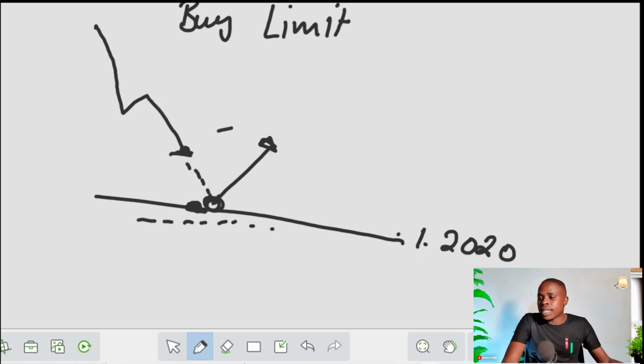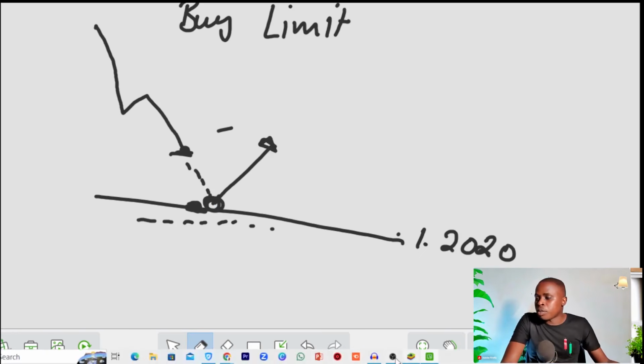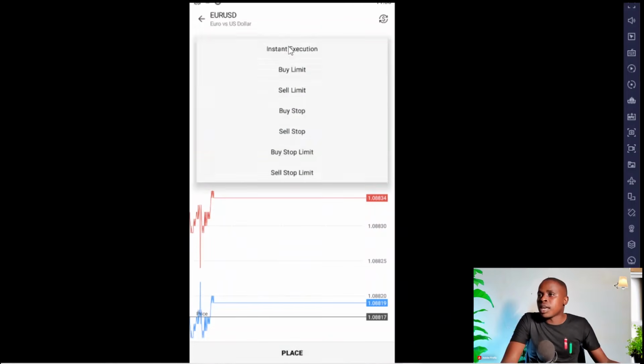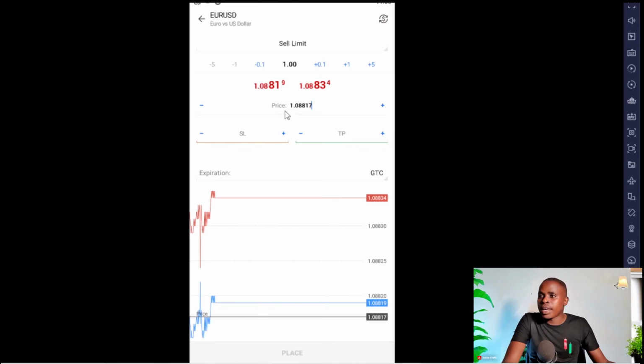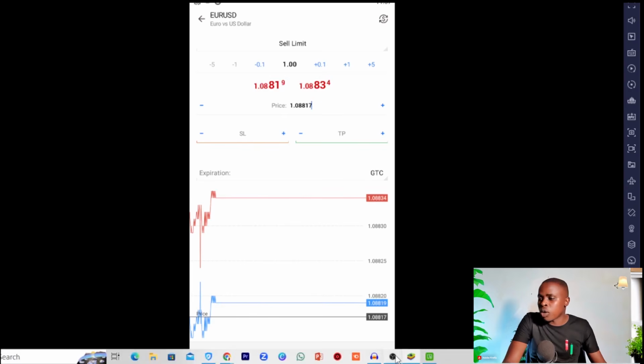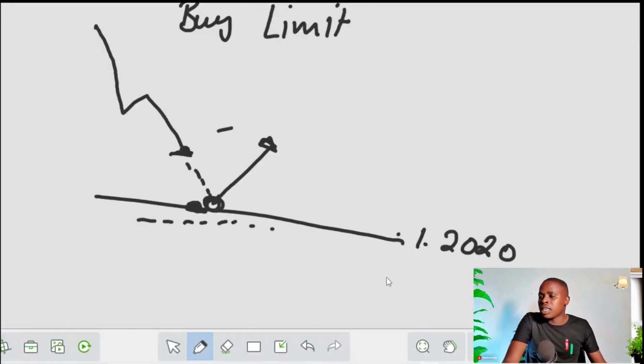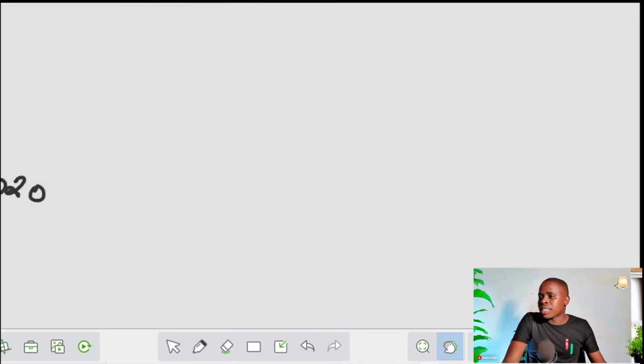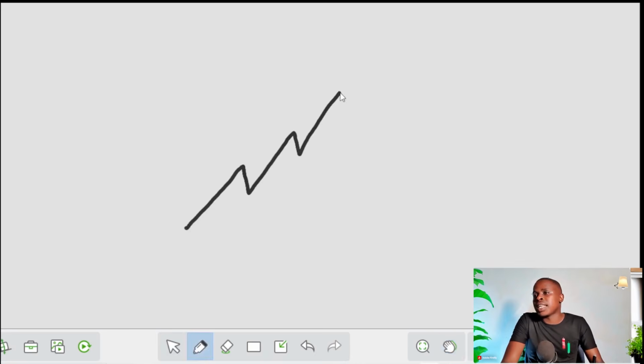The next trade that we have on that platform is the sell limit. So the sell limit is just the same as the buy limit, but on the opposite side. So basically what we are saying is, if the market is moving to the upside like this, right? So let's say the market is moving to the upside like this, but you are expecting the price to fall once it reaches here.